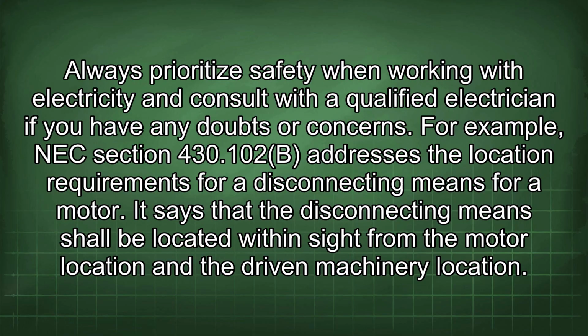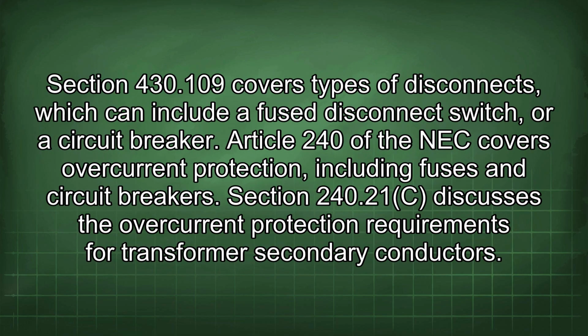430.102(B) addresses the location requirements for a disconnecting means for a motor. It says that the disconnecting means shall be located within sight from the motor location and the driven machinery location. Section 430.109 covers types of disconnects, which can include a fuse disconnect switch or a circuit breaker.